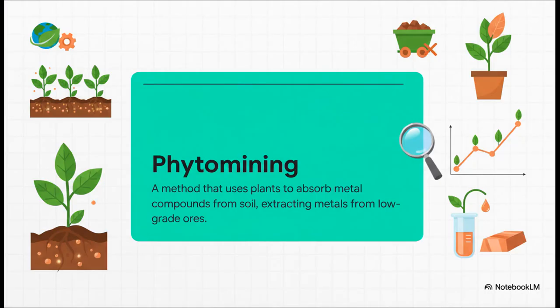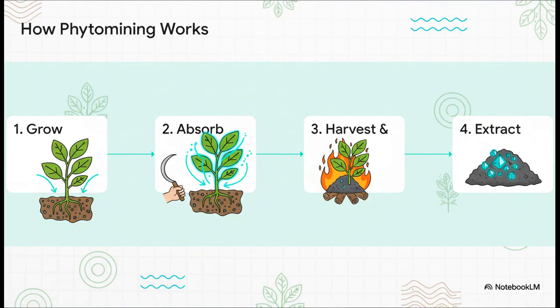Okay, so the first of these clever methods is called phytomining. The name itself gives you a massive clue. Phyto comes from the Greek word for plant. So yeah, we are literally talking about mining with plants. It's an amazing way to get metals like copper out of the ground without digging huge, damaging mines. So how on earth does it work?